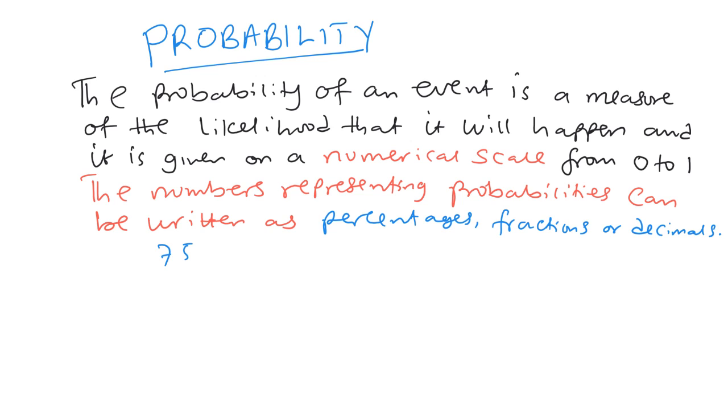The numbers representing probabilities can be written as percentages, fractions, or decimals. So we can say the probability is 75%, or you may write this as 3 over 4, which is the same thing as 0.75, assuming for a certain situation you are predicting that there is a 75% likelihood. So you can write 75%, or 3 out of 4, or 0.75. But we know these percentages are not going to exceed 100%. The maximum is 100, because it is from 0 to 1.